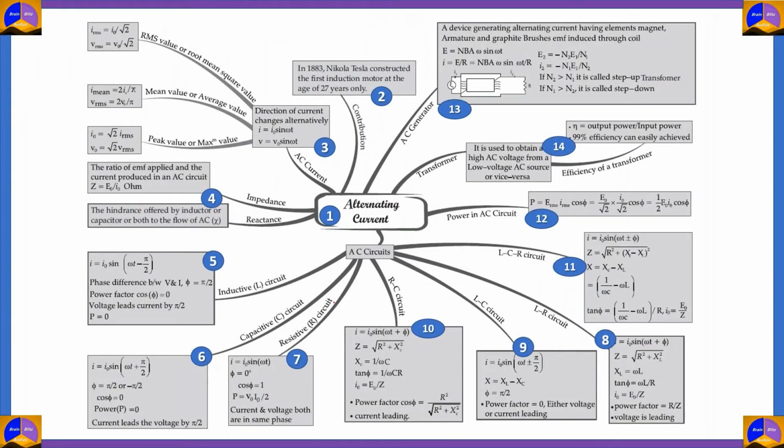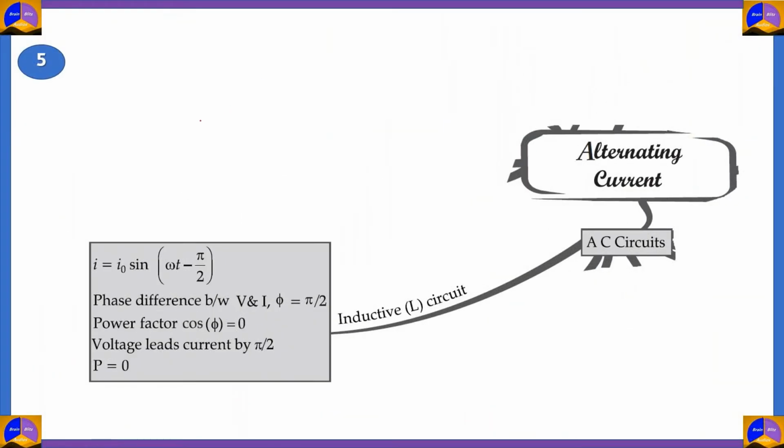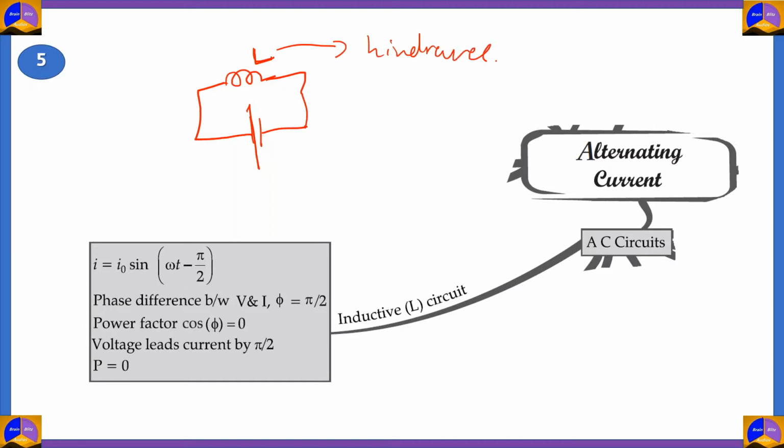Now let's move on to the inductive circuit. In an inductive circuit, we have potential difference. This is a battery, not a capacitor. So we have some potential difference. And now we have our inductor. So this is a coil. This has self-inductance L. And because of this inductor L, there is a hindrance, which is known as reactance. So the reactance due to the inductor is known as XL or chi L.